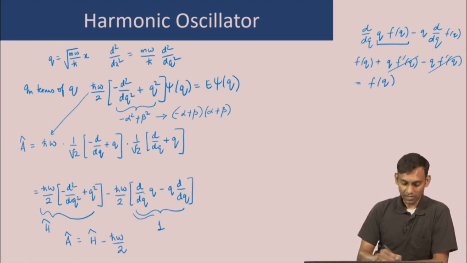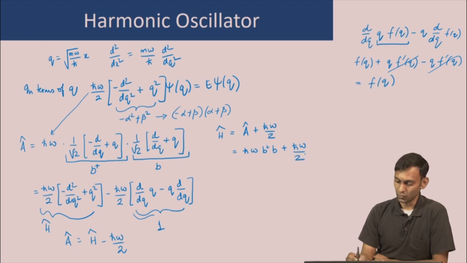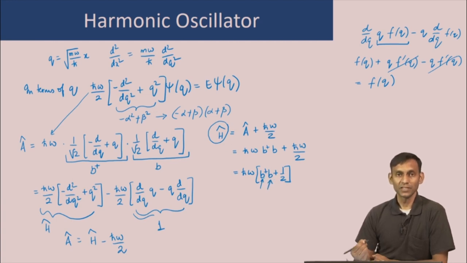Now, if we give some special names to the operators here and here, so we call the first one b dagger and this other operator b, then we can see that the Hamiltonian, which is the operator a plus h bar omega by 2, is equal to h bar omega b dagger b plus h bar omega by 2. That is h bar omega times b dagger b plus half. So, effectively we have written the Hamiltonian operator in terms of two new operators which we have defined, b dagger and b, and we will see how this will help us actually solve the Schrodinger equation H psi is equal to E psi.